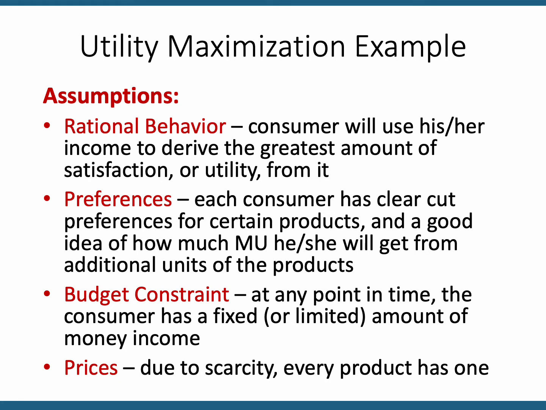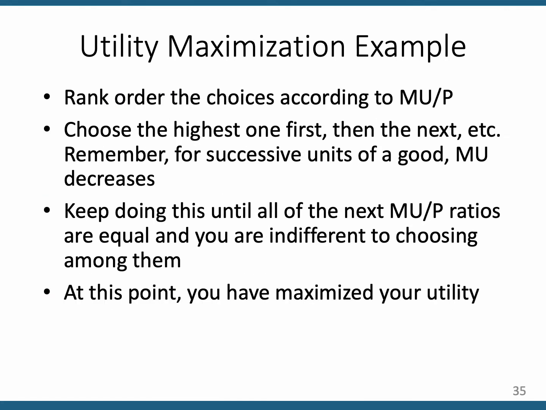Budget constraint, this is obvious. The buyer has a limited amount of income, and that represents their budget. And products have prices, another assumption that's pretty basic. So you're going to step through, in this simple example, the purchases, where you're making your decision on purchasing the product that has the largest marginal utility per dollar, the largest value of MU divided by P. That will be the next product you buy.